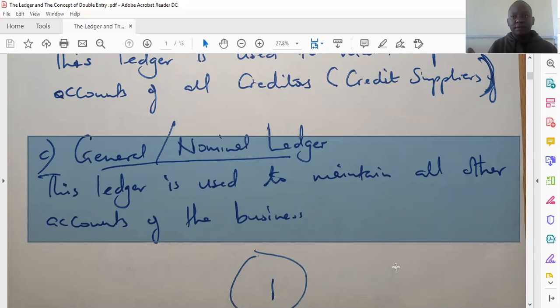It's simple as that. So we have all the accounts of the business. From all the accounts of the business, the creditors' personal accounts are taken to the creditors ledger, and the debtors' personal accounts are taken to the debtors ledger. And then all the other accounts that remain will fall under the nominal or the general ledger.